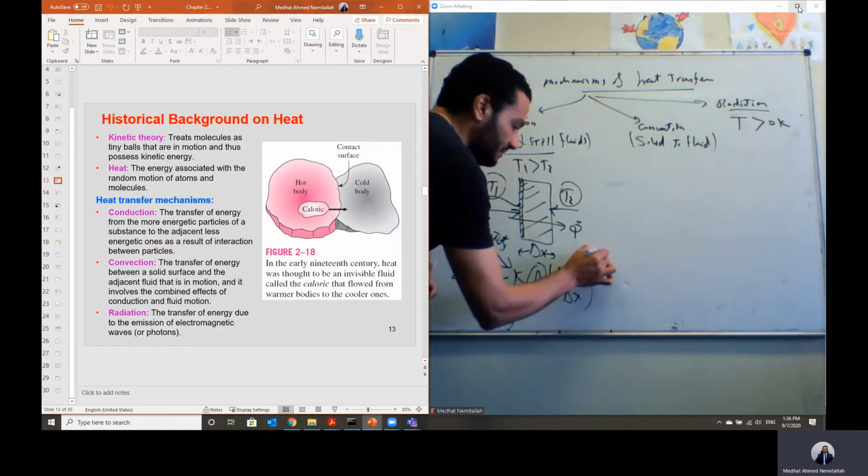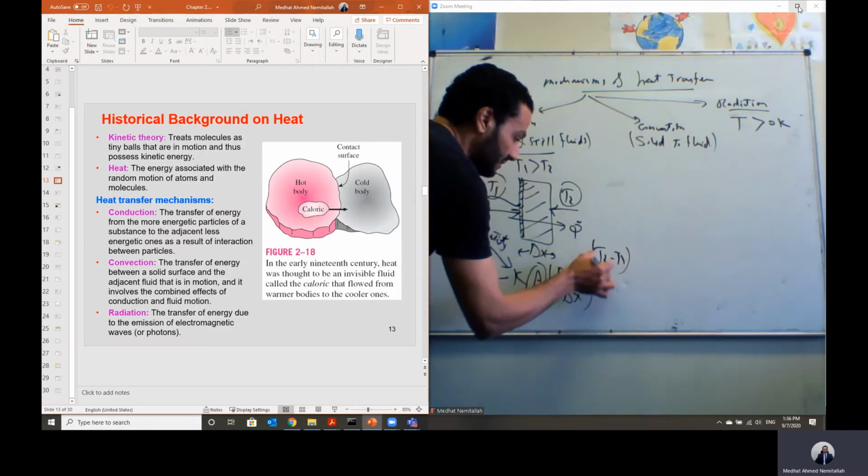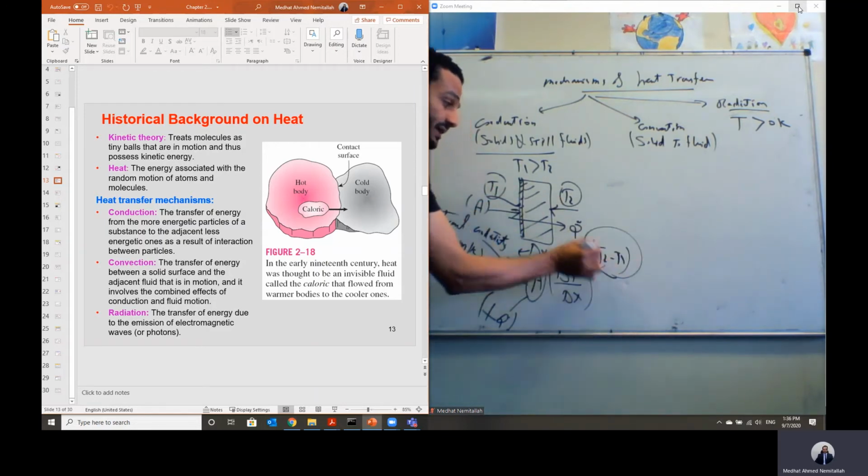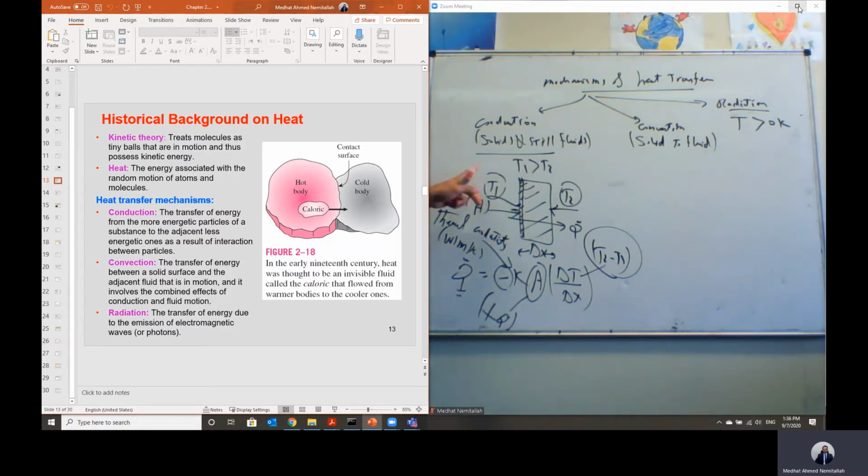And this delta T is just the difference, T2 minus T1. But T2 is less than T1, so this term will be a negative value. Negative with negative, the heat transfer should then be a positive value. So this negative sign in this law is just an indication of the direction of the heat transfer, which should be from the high temperature T1 to the low temperature T2.